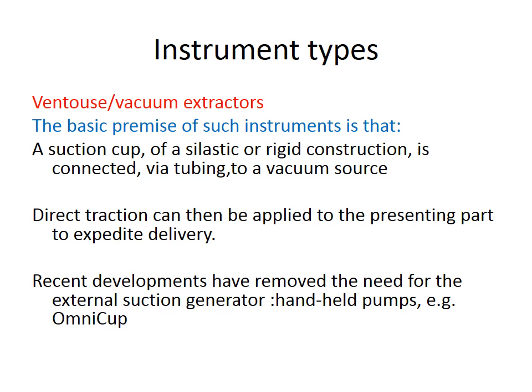The ventouse is composed of a suction cup made either of elastic or rigid material that is connected via a tubing to a vacuum source. And of course, direct extraction will then be applied to the presenting part to expedite delivery. And recently, the external suction generator has been replaced with handheld pumps, for example, using an Omni-Cup.